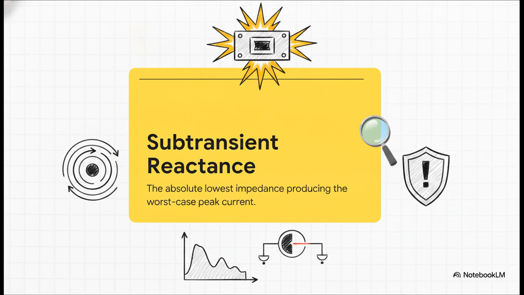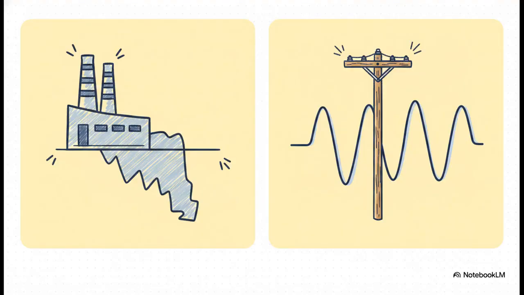Right there in those first few cycles. If you use the steady-state synchronous reactance, XD, instead, you'd vastly underestimate the current. You would effectively undersize every single breaker on your system, which practically guarantees a catastrophic failure when a fault actually hits.